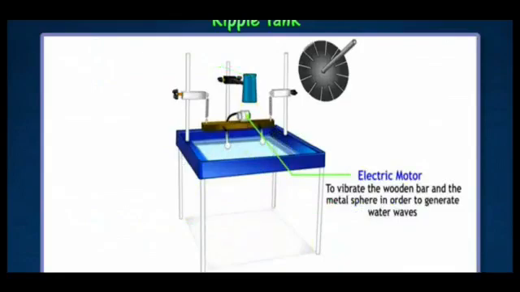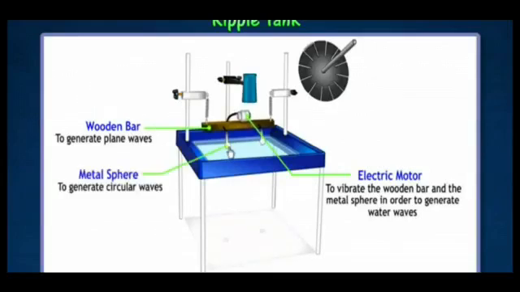Electric motor to vibrate the wooden bar and the metal sphere to get the water waves. Wooden bar to generate plane waves. Metal sphere to generate circular waves.